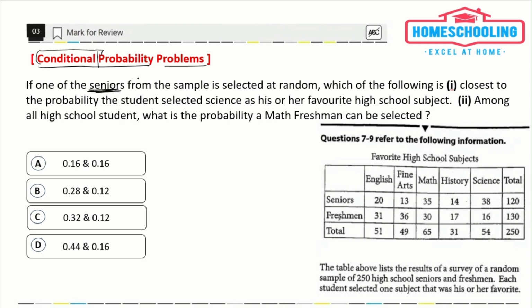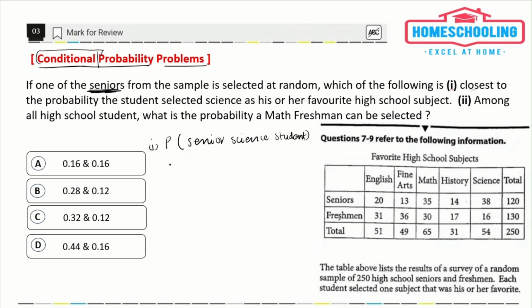So the question says that if one of the seniors from the sample is selected at random. Seniors, this is very important. This is the condition. We don't have to select from the total students. The condition is that we have to select one of the students from the seniors. Which of the following is closest to the probability that the student selected science as his or her favorite high school subject? So we have to find the probability of a senior science student.